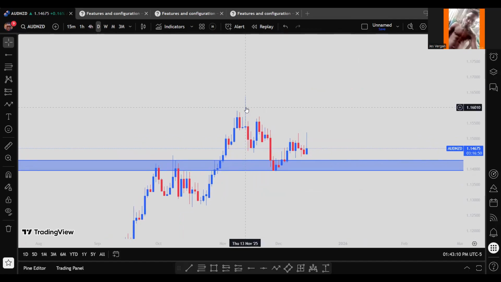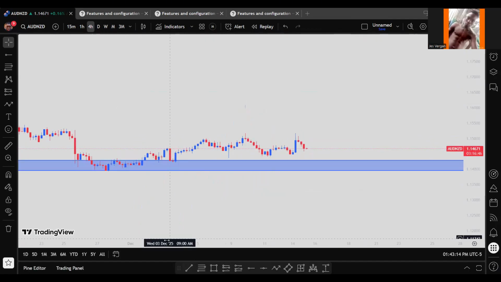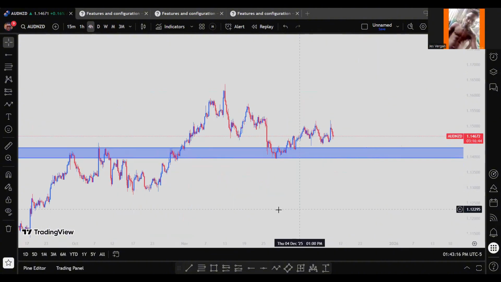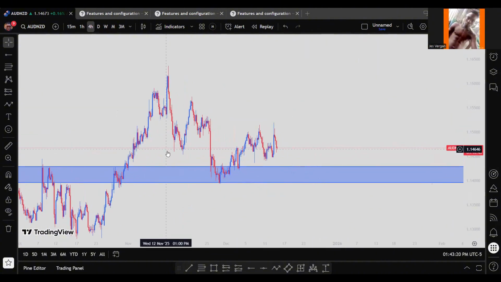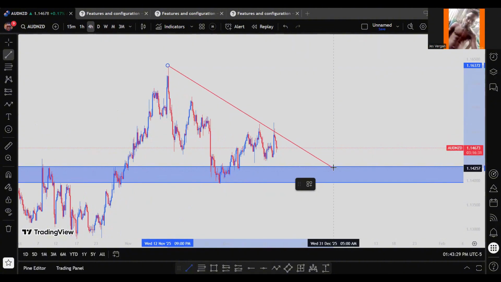And not just that, we still have a counter trend line that I'm still expecting price to break before I start looking for buying opportunities. So price already broke out of the range. We already have a retest of it. So price went to the Fibonacci, and all I'm waiting for at the moment is for price to break this particular counter trend line.